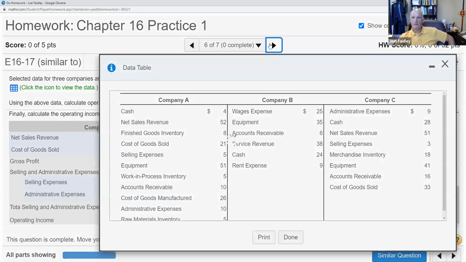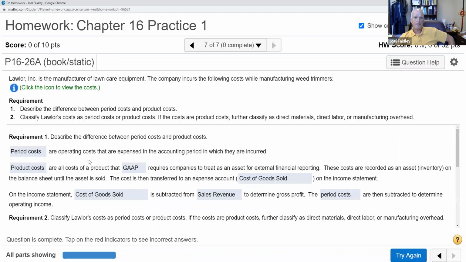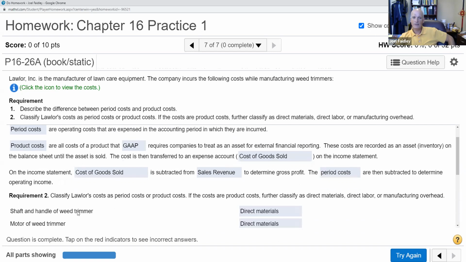All right, and then finally, number seven. Period costs are operating costs that are expensed in the accounting periods in which they are incurred. Product costs are all costs associated with GAAP, right? Because we have to inventory it, put it on the balance sheet until it's actually sold. It's what GAAP requires for external financial reporting. Then it's transferred to expense, cost of goods sold. It's what I've been saying all along. On the income statement, cost of goods sold is subtracted from sales revenue to determine gross profit, minus period costs gives you operating income.